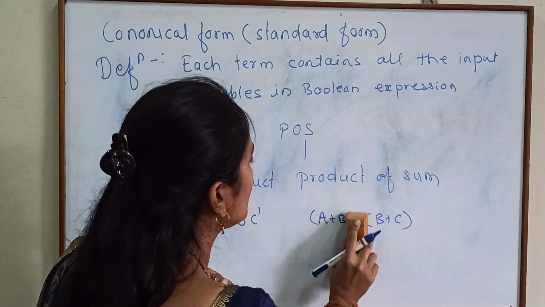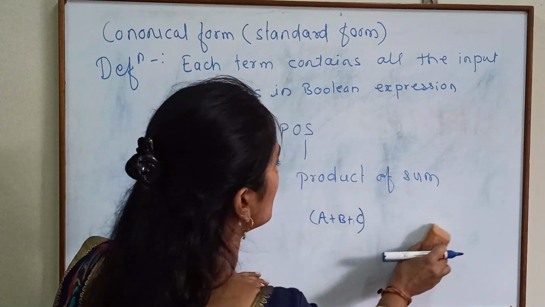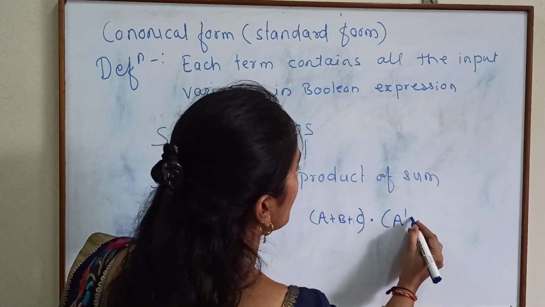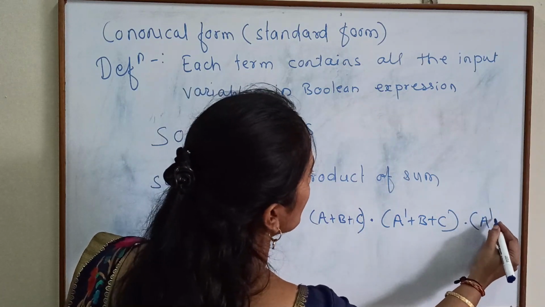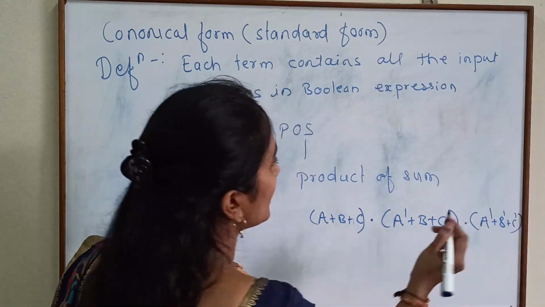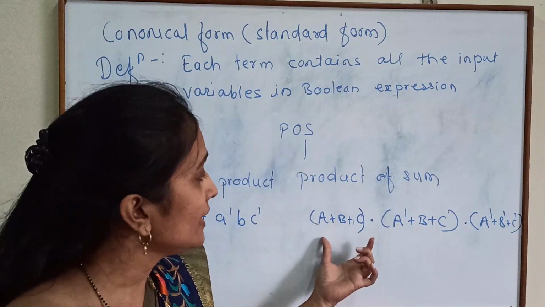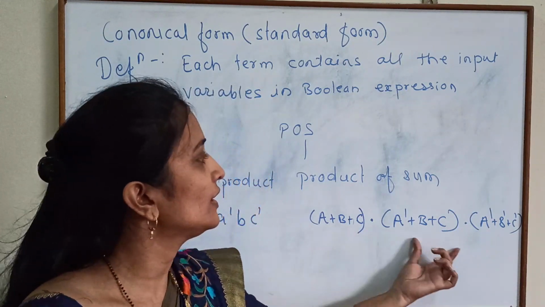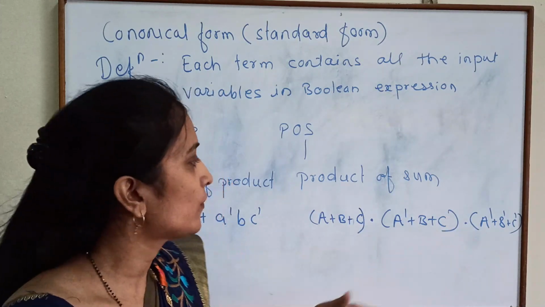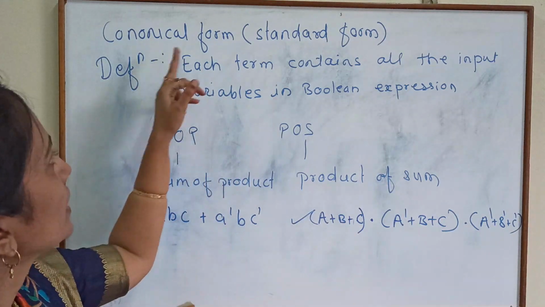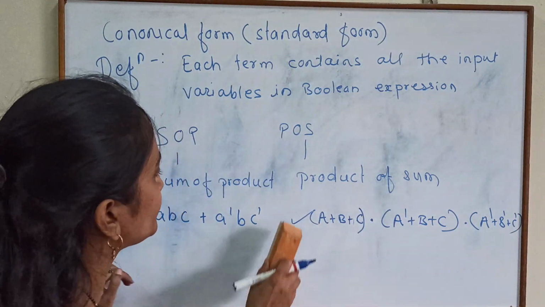If I write here first term as A plus B plus C and second term as A dash plus B plus C into A dash plus B dash plus C dash. How many terms are there? 3 terms are there. In each and every term, all 3 variables are there, either in true form or in complement form. Therefore, this is the example of canonical or standard form of product of sum. Understood this?